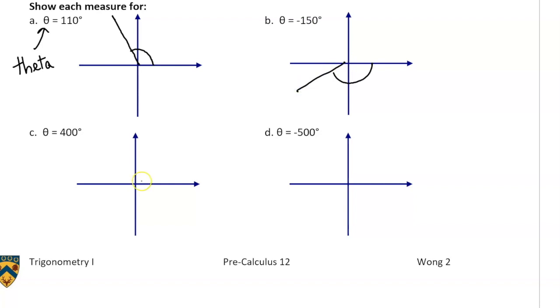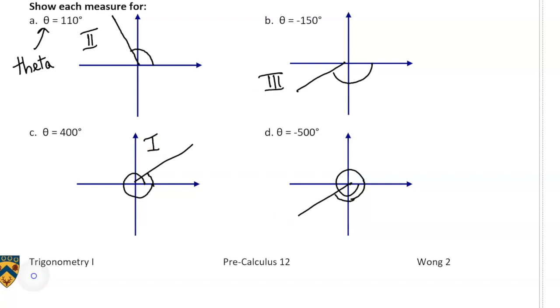400 degrees, we would do one full rotation. There's 360, and then up here would be around 400. And then negative 500 degrees, we have negative 360, negative 450, negative 500 would be somewhere in quadrant 3. So if you wanted to review your quadrants, we have quadrant 2, quadrant 3, quadrant 1, and quadrant 4.